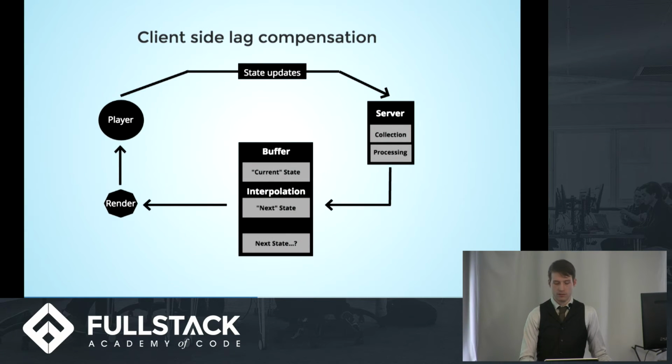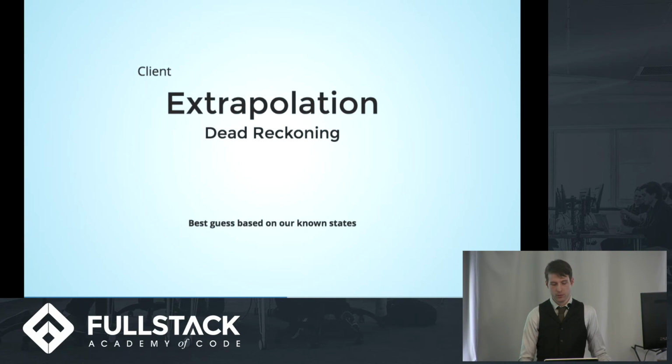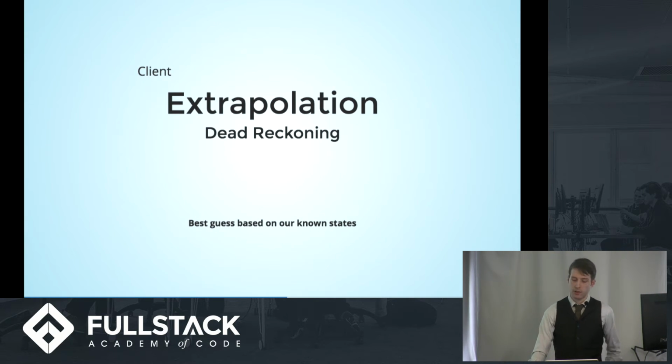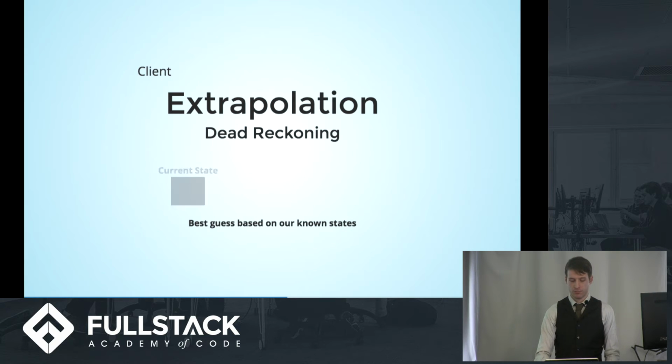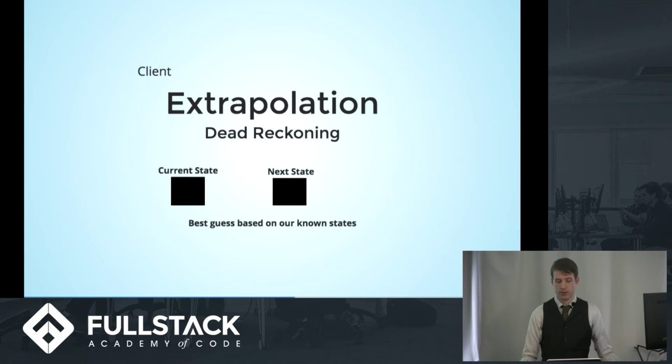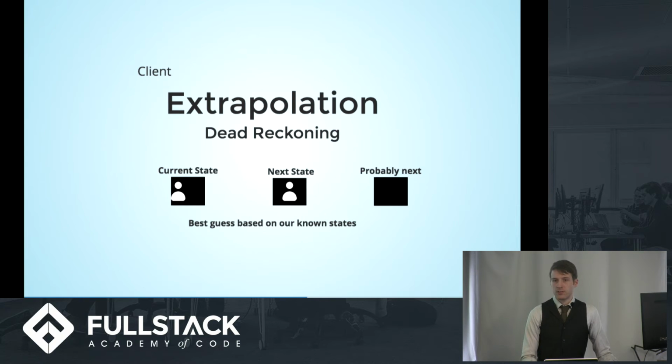Our next technique, though, is extrapolation, which in a sense occurs after the next state. But what is client-side extrapolation, or dead reckoning? So it's essentially a best guess based on our known states. So like before, say we have a current and next state. And in this case, the enemy is just over here, and our next state there towards the center. What's probably next, if nothing has changed, is the enemy will continue moving, and they'll be over here.